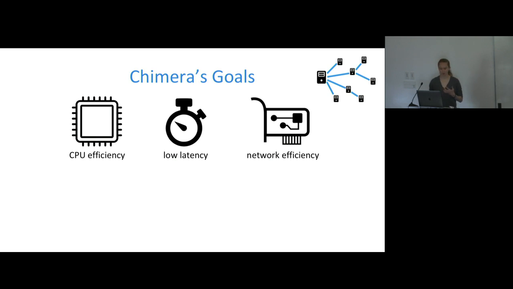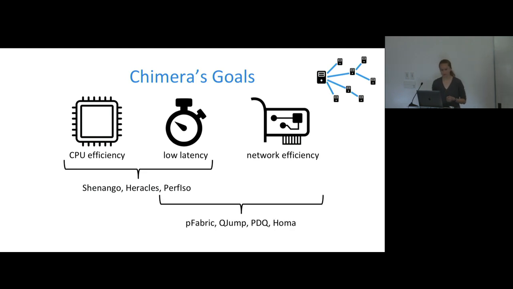We're going to look at what happens when, in addition to the CPUs being a contended resource, there's also congestion in the network. So there are existing systems that have looked at achieving high CPU efficiency and low latency, such as Shenango. And there are several existing systems that have looked at achieving low latency with high network efficiency. But to date, no existing system has looked at providing all three of them together. And this is what we target with Chimera.